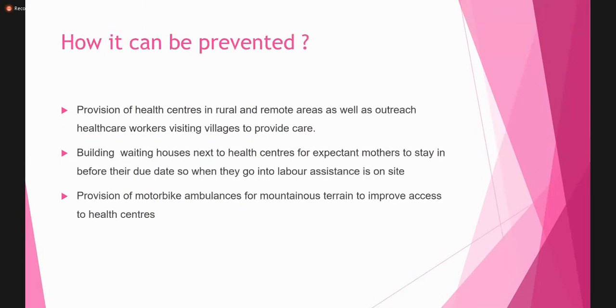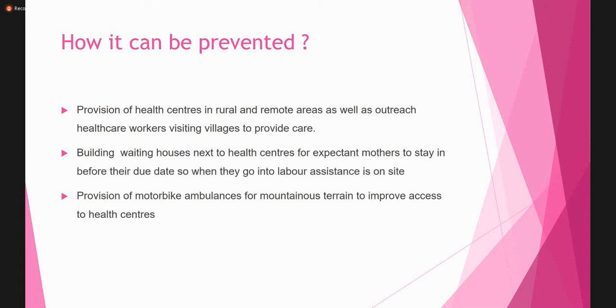How can it be prevented? Provision of health centers in rural and remote areas, as well as outreach healthcare visitors visiting villages to provide the care. So the health centers should be available in rural population and remote areas close to them. And if it is not possible to provide the center in every area or every village, then at least healthcare workers must be visiting these villages to provide the basic care.